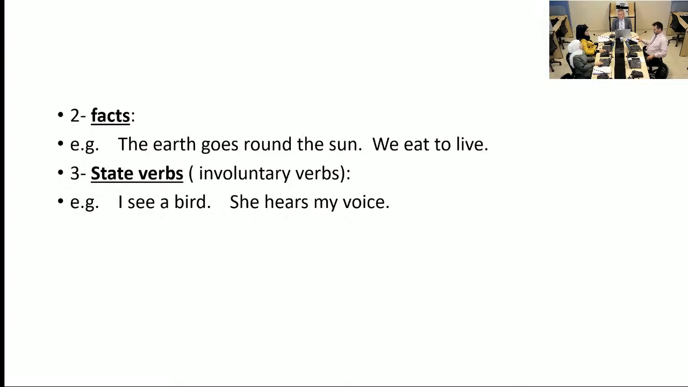Another thing: state verbs. Sometimes you say involuntary. Involuntary means verbs that happen without any interference by the subject, like see, like hear. This is a sense, like the verbs of sense: see, hear. I see a bird. She hears my voice. We usually use the state verb in the present simple.